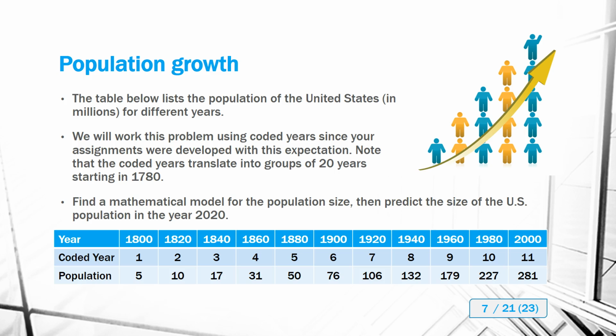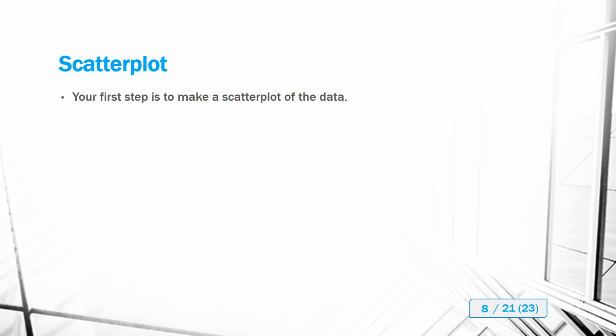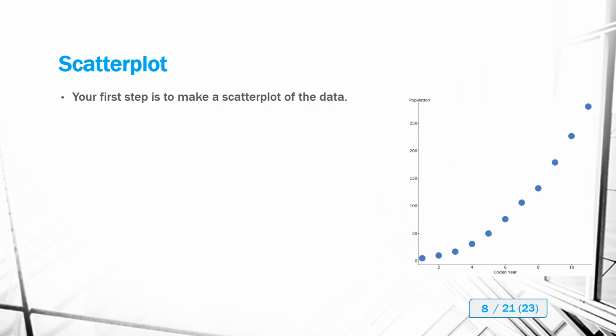What we're asked to do is find a mathematical model for the population size and then predict how much the population will be in 2020. So the first step is make a scatter plot of the data. So when we do that, here's what we end up seeing. Now what we're going to do is take this general pattern that we see in the data and compare it to individual model types.